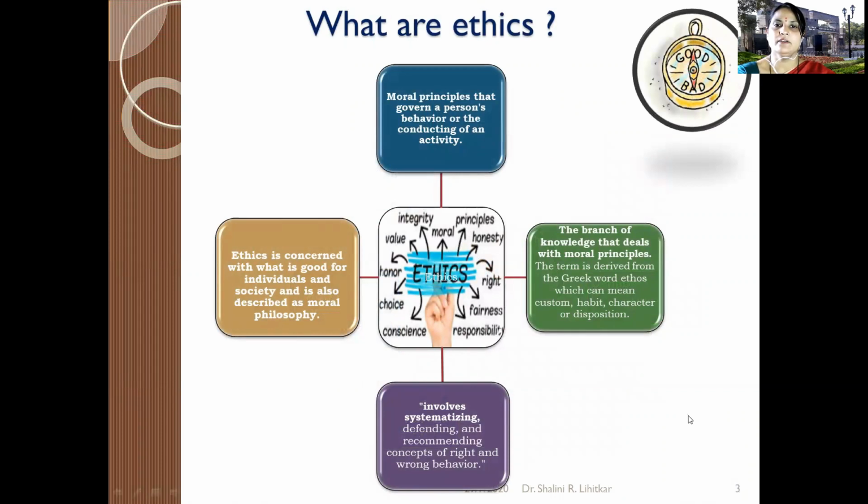What are ethics? First point is moral principles that govern a person's behavior or the conducting of an activity. It is a branch of knowledge that deals with moral principles, and the term is derived from the Greek word ethos, which can mean custom, habit, character, and dispositions. It involves systematizing, defending, and recommending concepts of right and wrong behavior. Ethics is concerned with what is good for individuals and society and is also described as moral philosophy.